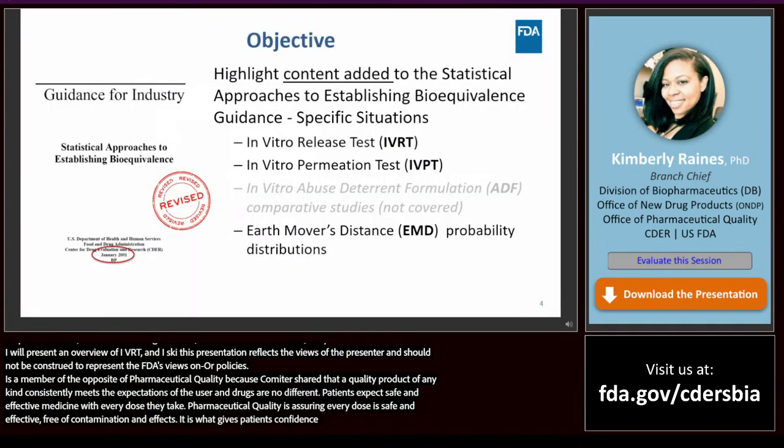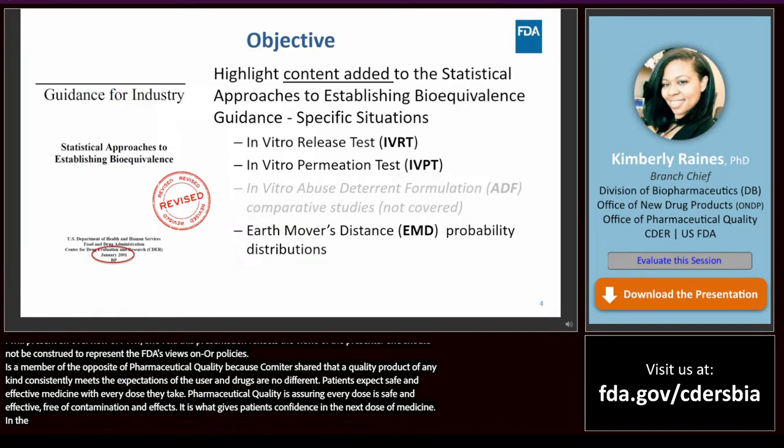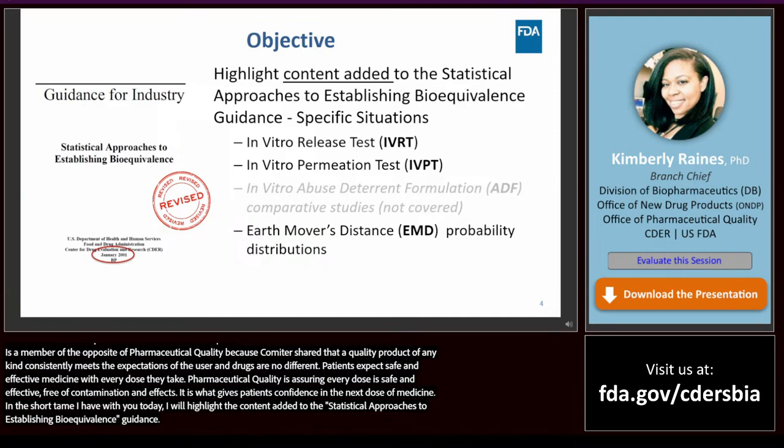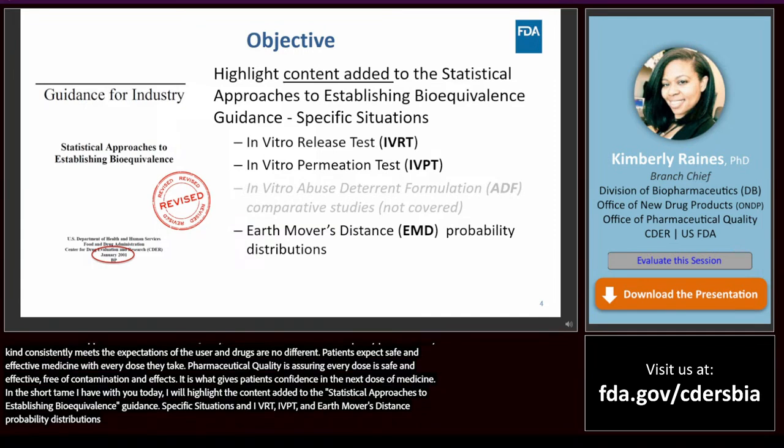In the short time I have with you today, I will highlight the content added to the Statistical Approaches to Establishing Bioequivalence guidance, specific situations: in vitro release test, in vitro permeation test, and Earth mover's distance probability distributions. This update and revision of the guidance is important to provide clarity and up-to-date recommendations to industry. The presentation can be used for future reference for illustrative examples, literature, and guidance.